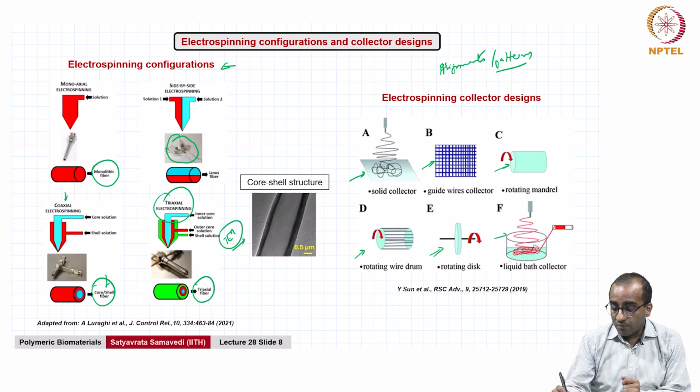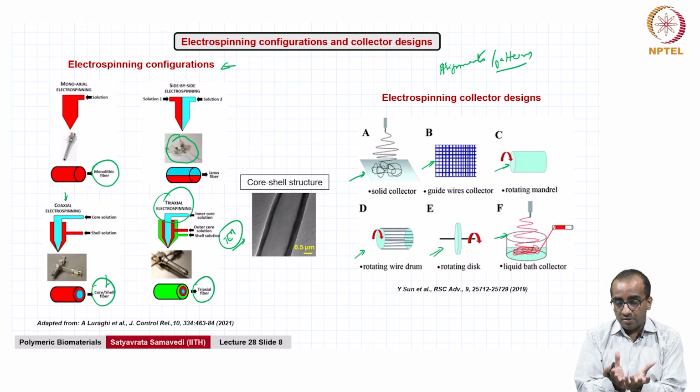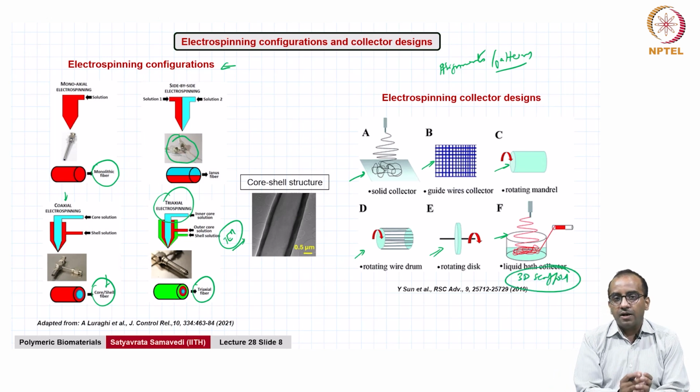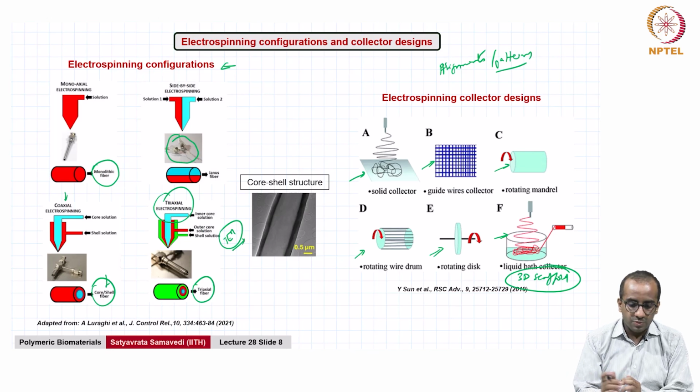You can even have a liquid bath collector, where the liquid that is present in the bath is a non-solvent. So you form this cotton candy-like structure, and so you start to build sort of a 3D scaffold through this technique, right, and that can have its own applications. So this is just to give you some practical insights into how electrospinning variants function, both from a spinneret perspective as well as from a collector perspective.